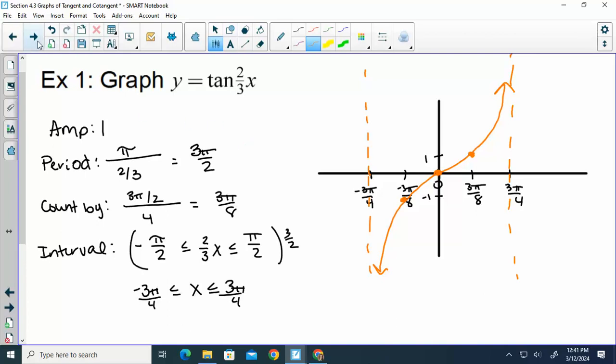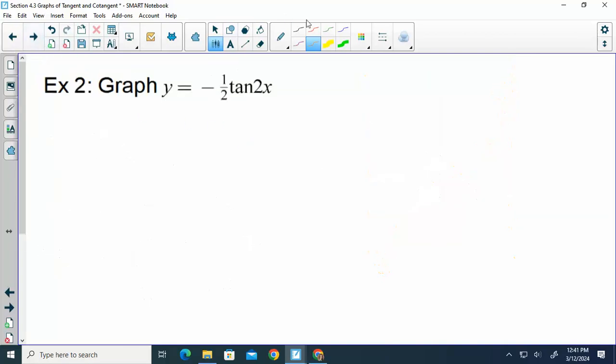Let's look at another one. So, what is our amplitude? What does the negative do? It flips it across the x-axis. Yes. Wouldn't that make it cotangent? It'll make it the shape of cotangent. All right, our period.